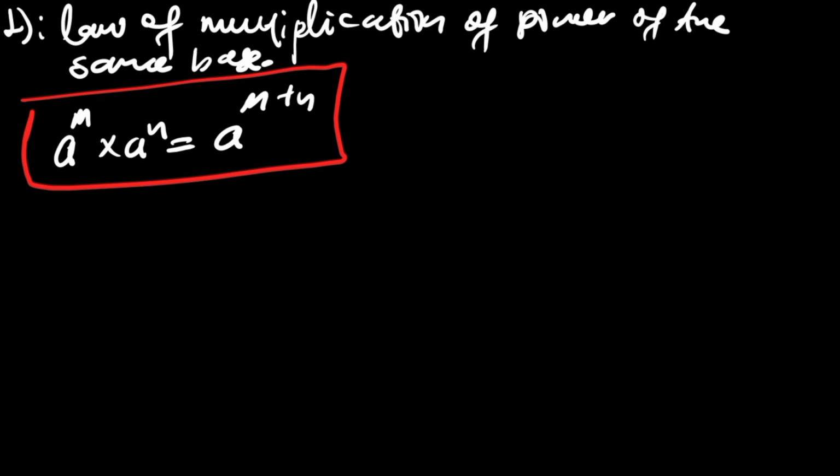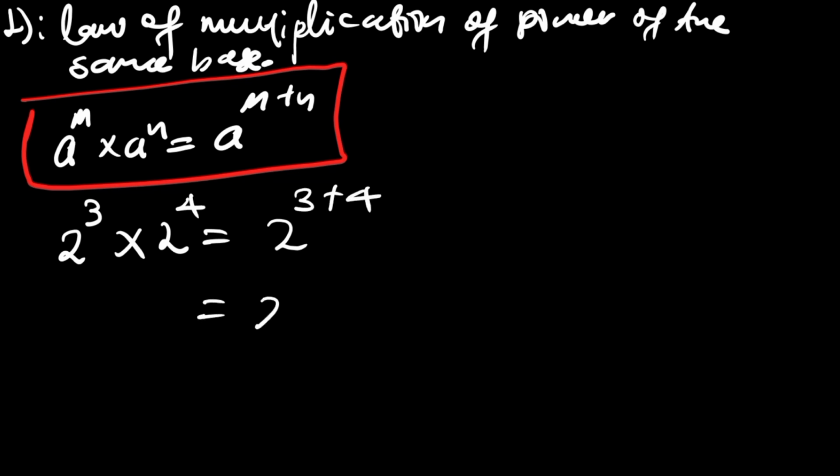For example, we take 2 power of 3 times 2 power of 4. Using the law of multiplication of powers, the base stays the same, so we add the powers: 2 power of 3 plus 4, which is 2 power of 7. That is the law of multiplication of powers of the same base.